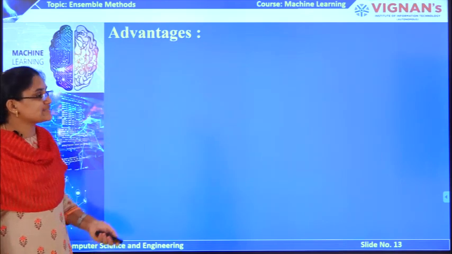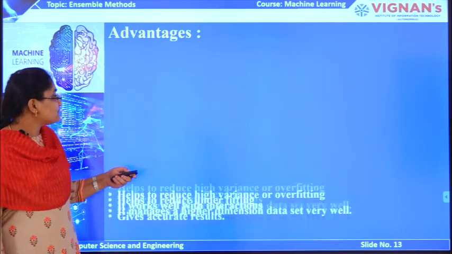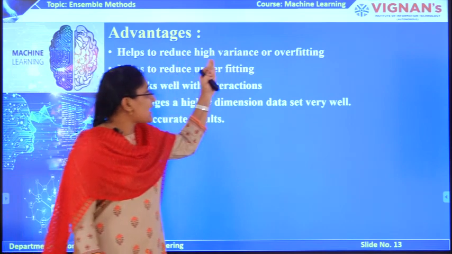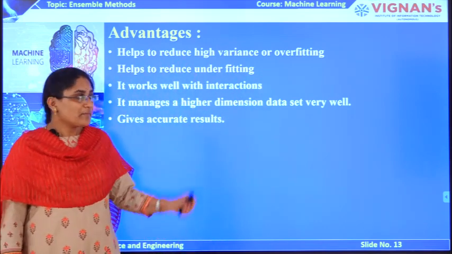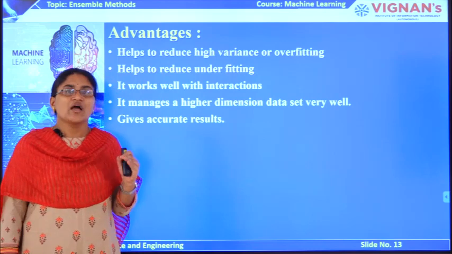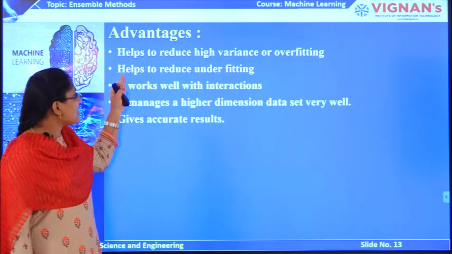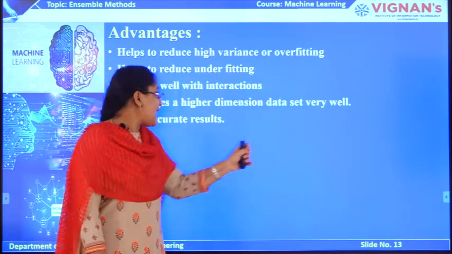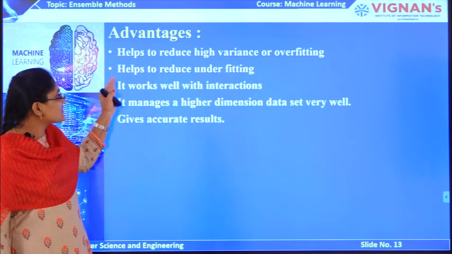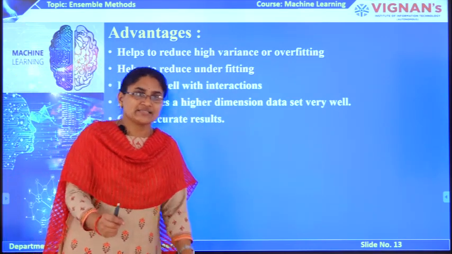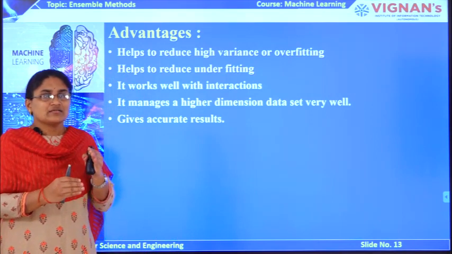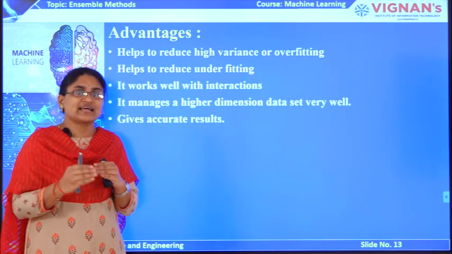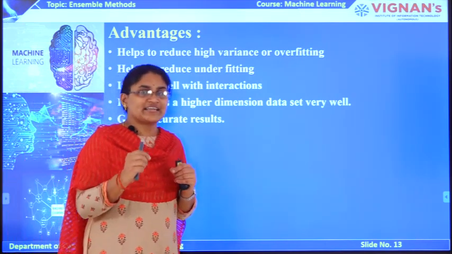The next is the advantages of the ensemble methods. By using the ensemble methods, we are reducing the high variance or the overfitting, by using one of the ensemble techniques, bagging. Second, we can also reduce the underfitting, which can be reduced by using the boosting method. And the next advantage is it works well with interactions. Here, some interaction of the base learners is done by calculating the net error in each learning step.